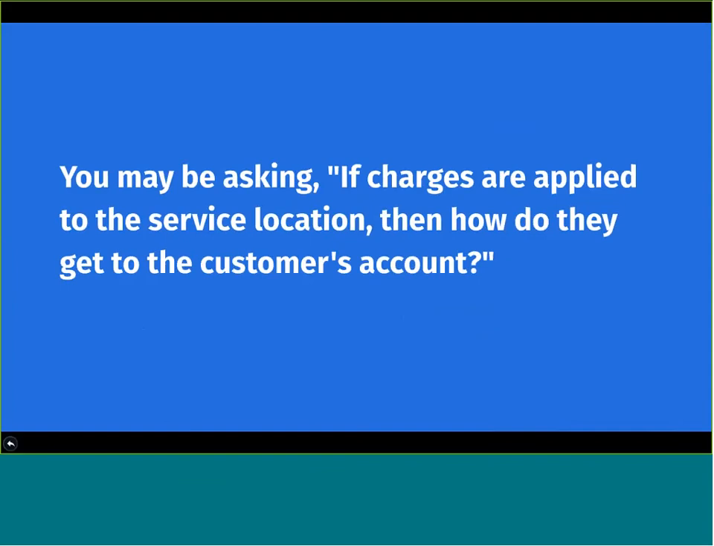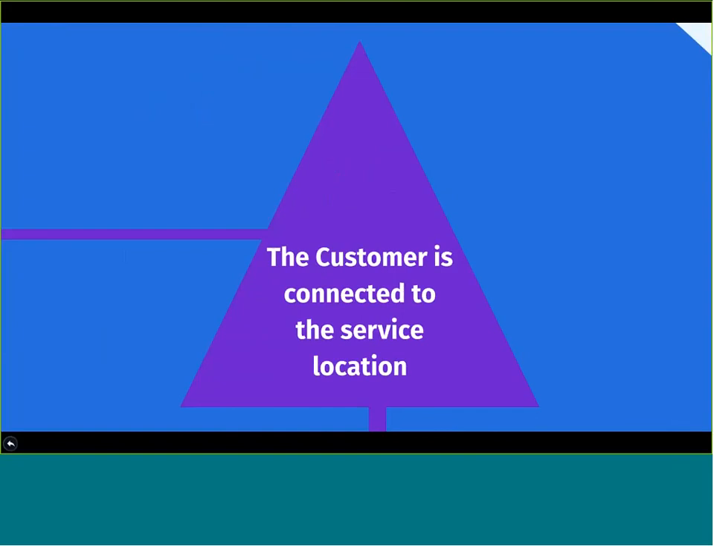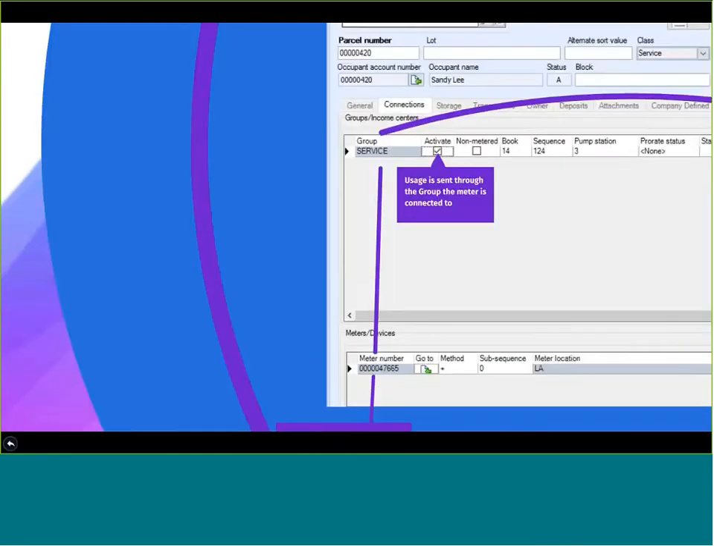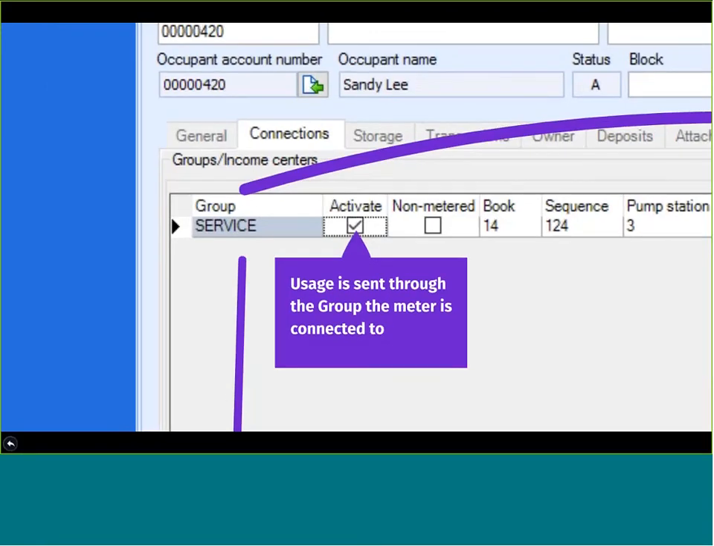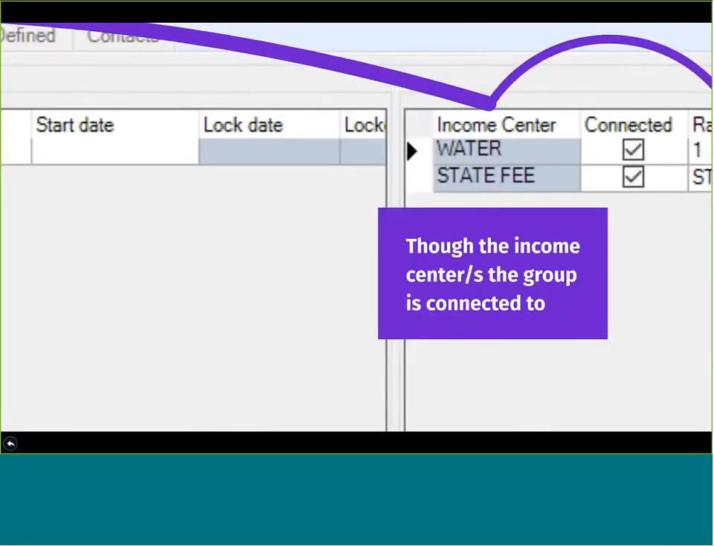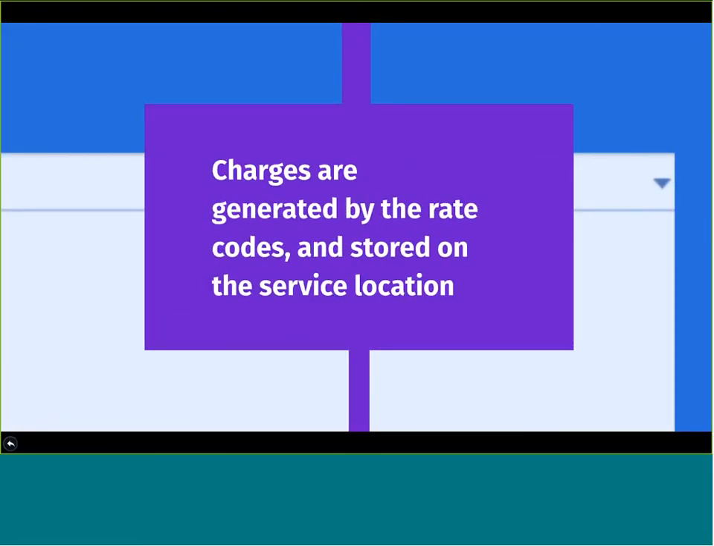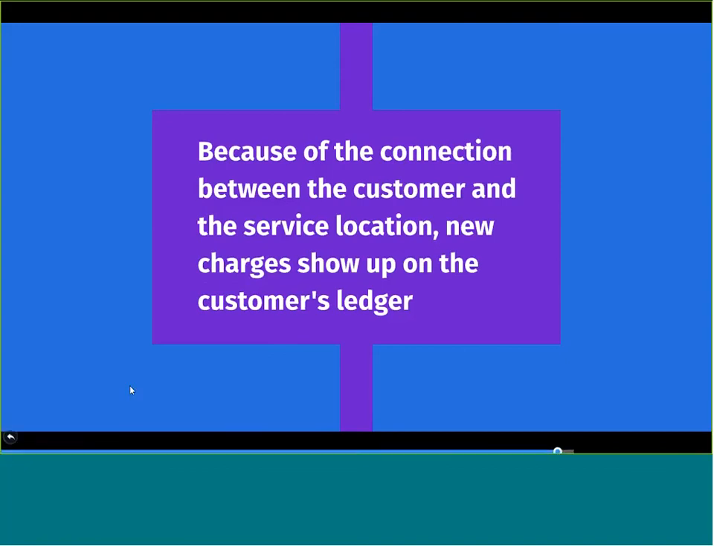You may be asking yourself, if charges are applied to the service location, how do they get to the customer's account? Really quickly here, the customer is connected to the service location. The service location is connected to the meter. Readings are applied to the meter, and readings are used to calculate usage. All right, when the usage is calculated, it is pushed through the group, income center, and rate code. And the rate codes that are connected to the income center actually generate the charges, and those charges are stored on the service location. Now, the reason why they're stored there is because the meter's connected there.